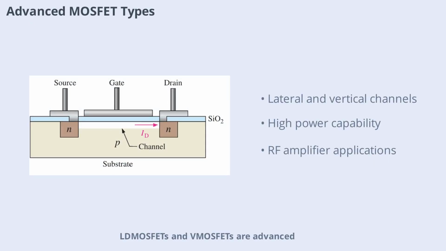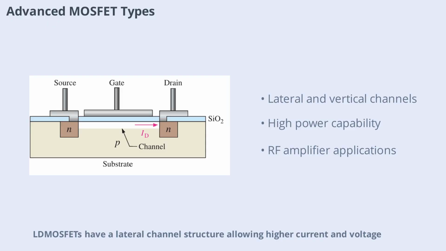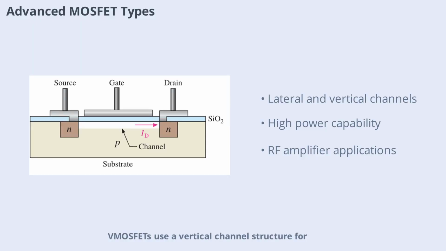LDMOSFETs and VMOSFETs are advanced MOSFET types designed for power applications. LDMOSFETs have a lateral channel structure, allowing higher current and voltage. VMOSFETs use a vertical channel structure for higher power capability and improved frequency response. Dual-gate MOSFETs reduce input capacitance, making them suitable for high-frequency RF amplifiers and automatic gain control.